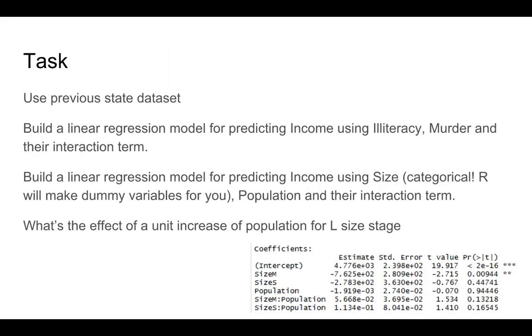Right, so using the state dataset, let's try to practice that. Let's build a linear regression model to predict the income using illiteracy and murder rate. These two are numerical. And also we want to build a linear regression model to predict income using the size, which is categorical or a dummy variable, and size with population and their interaction term.